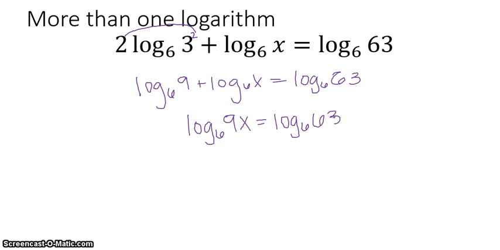Now this is where I can use that one-to-one property. Basically, if the log base 6 of this is equal to log base 6 of that, the log base 6's cancel, and I have 9x equals 63, which means x equals 7.